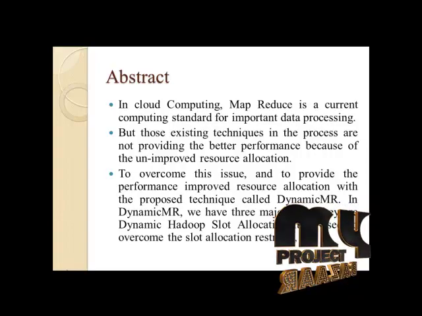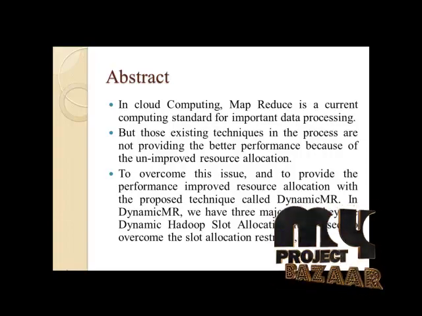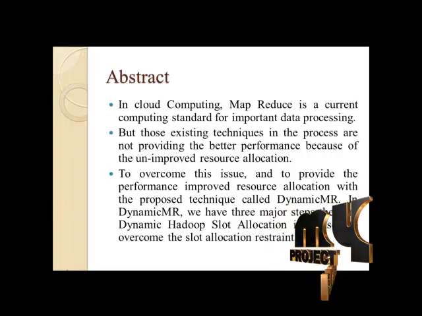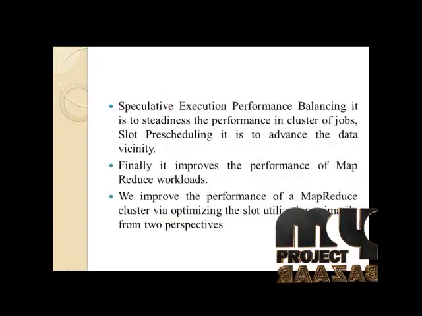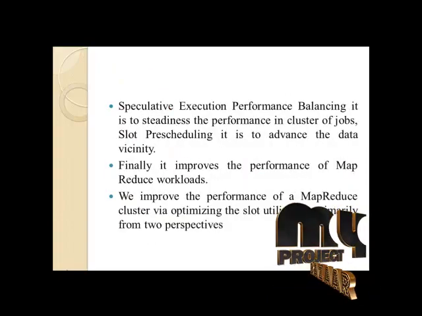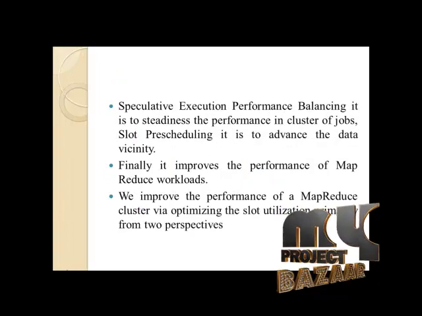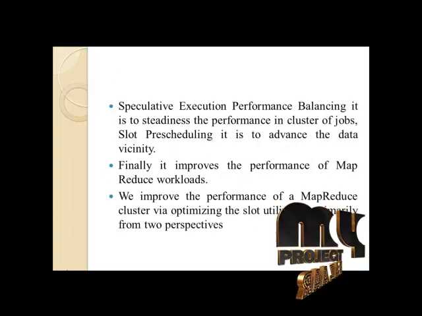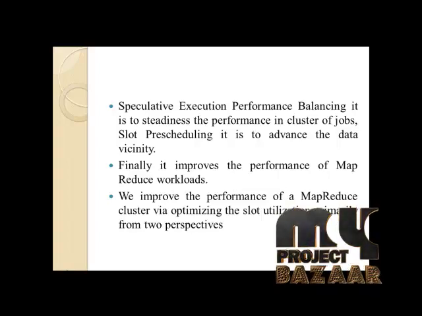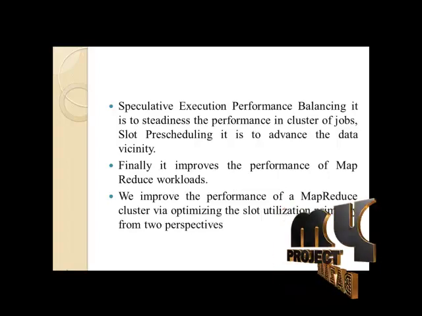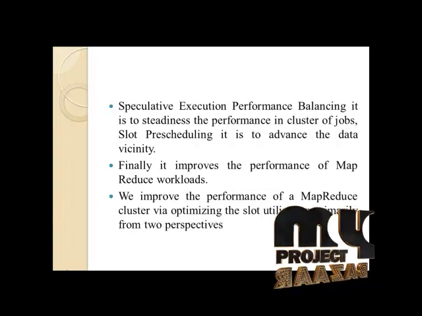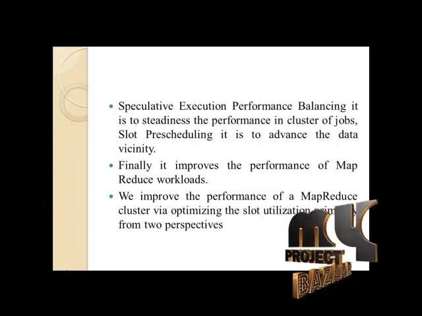In DynamicMR, we have three major steps. They are dynamic slot allocation, which is used to overcome the slot allocation constraint. Second one is speculative execution, that is, it performs the load balancing. It is to steady the performance in the cluster of jobs. Third one is slot pre-scheduling, which is to advance the data visibility. Nothing but for the data locality process, we perform the slot pre-scheduling process.